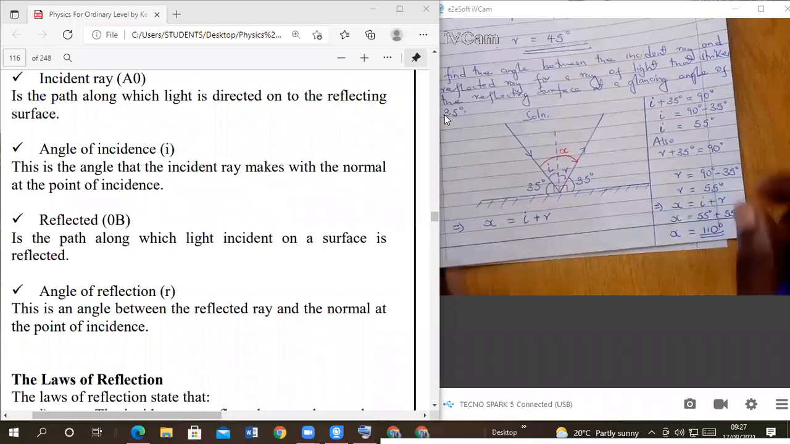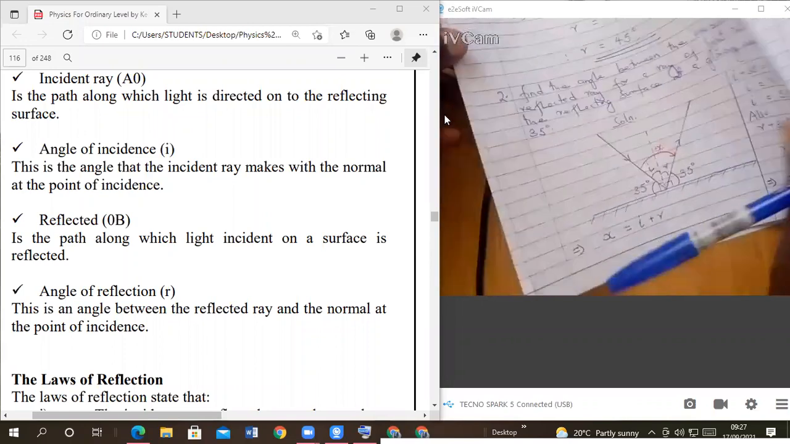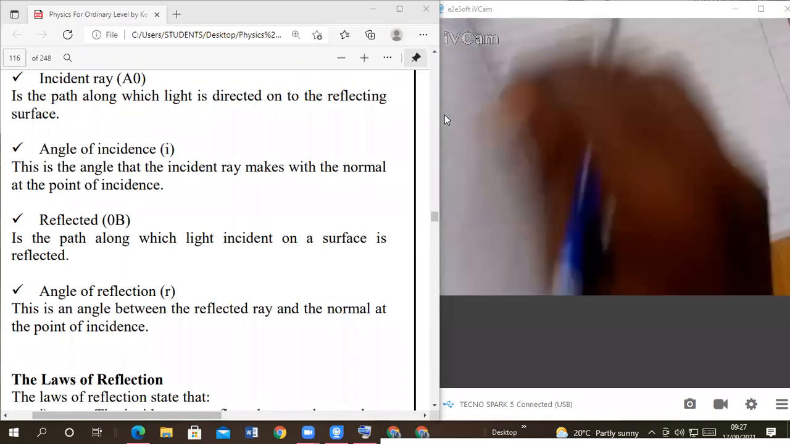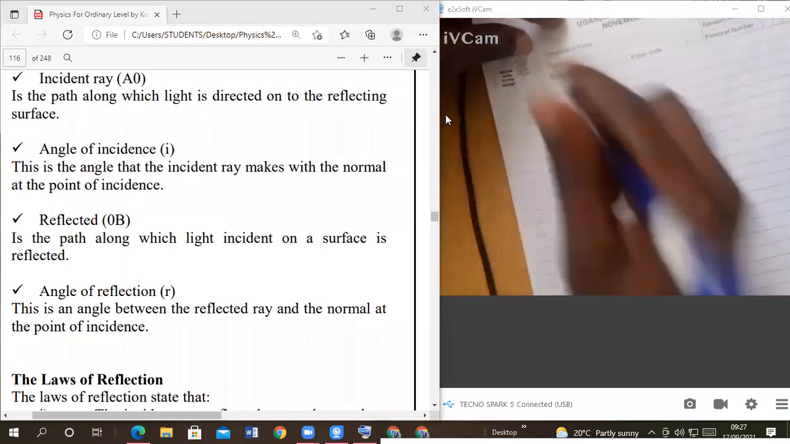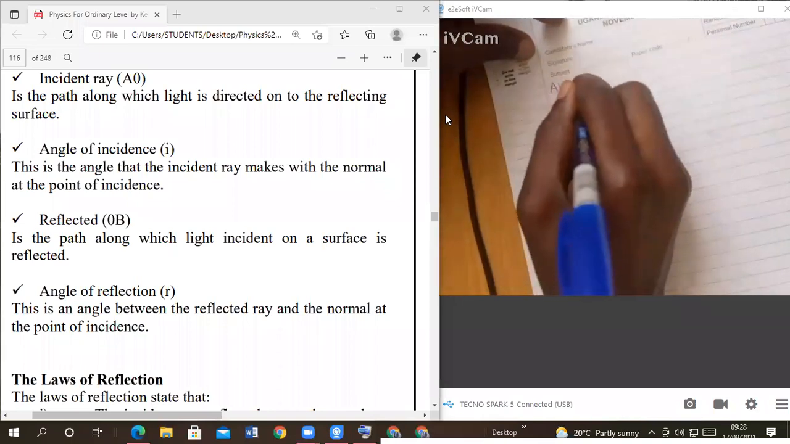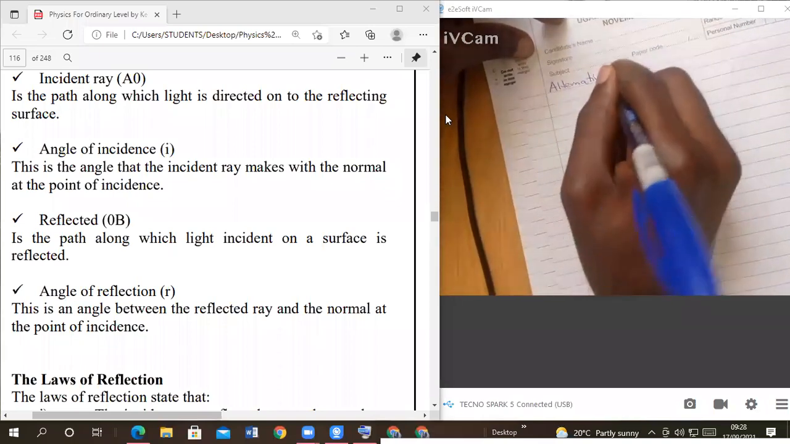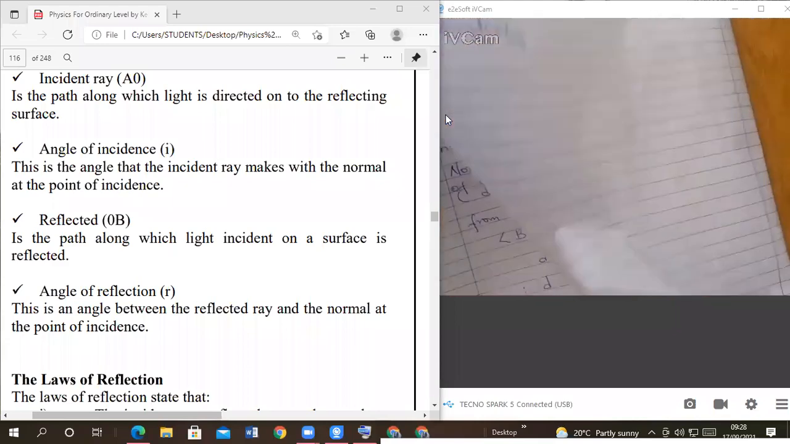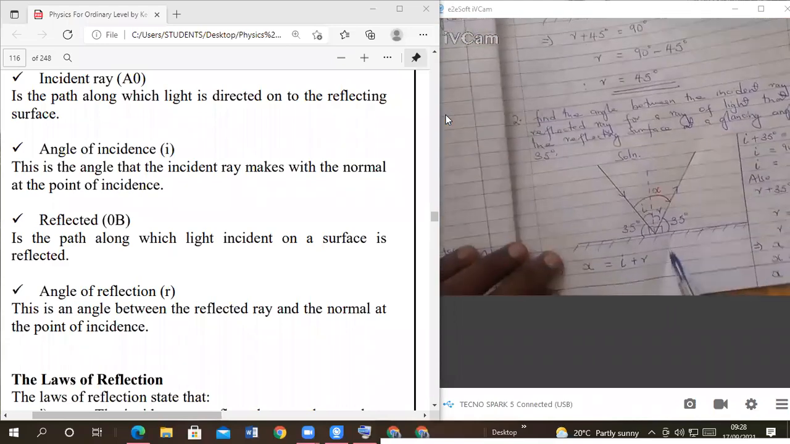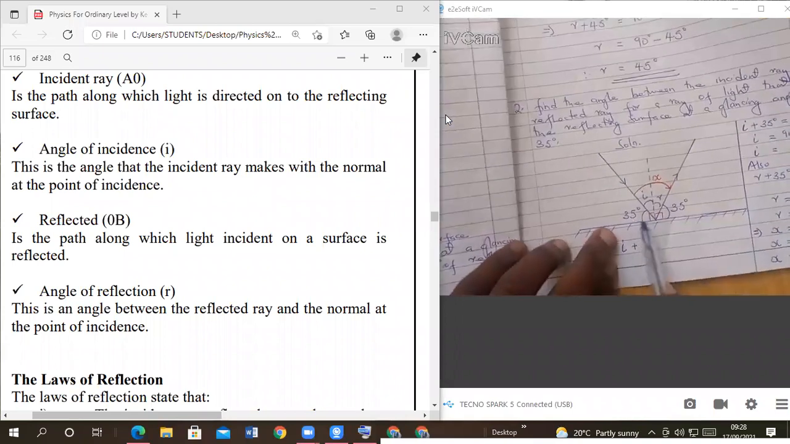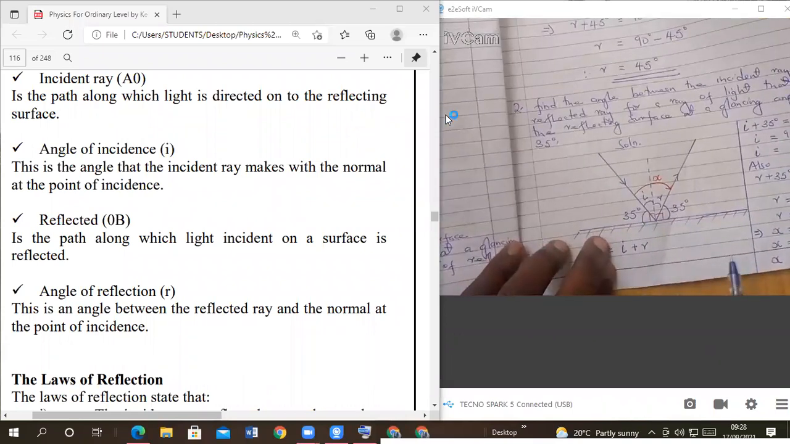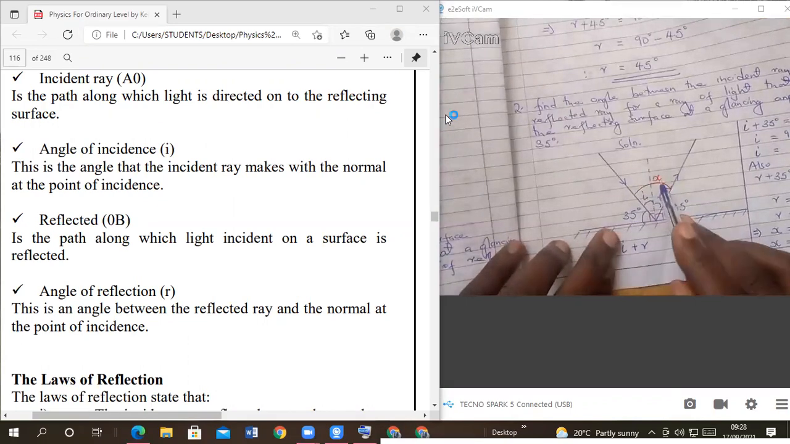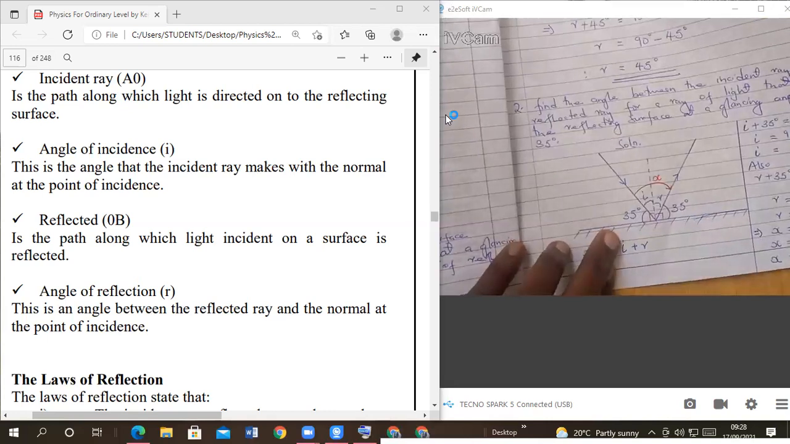Alternatively, what someone can decide to do, members, when you look at our diagram here, we are looking at this angle X, which means I can say this is angle properties in a straight line. Which means I can say 35 degrees plus X plus 35 must give me 180.